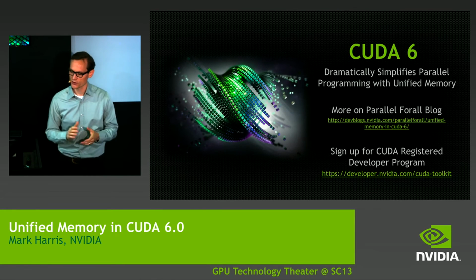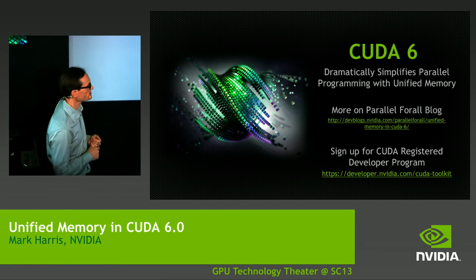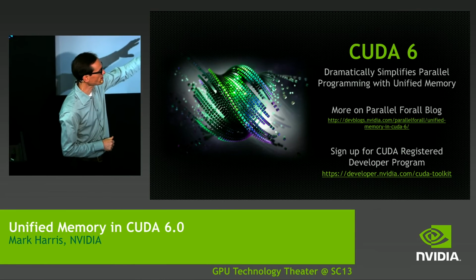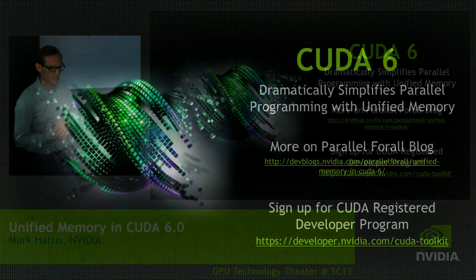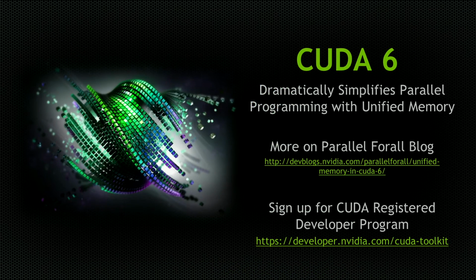Okay, so that was an overview of unified memory in CUDA 6. If you'd like to learn more, I recommend you check out a blog post that I wrote. The URL is there, or you can just Google for Parallel for All, and you'll find it.